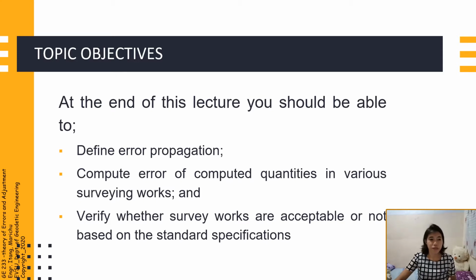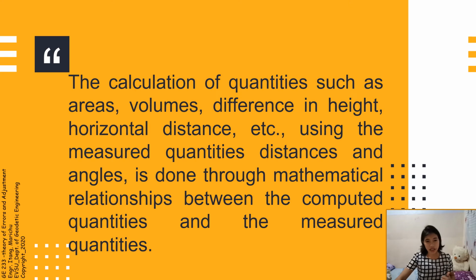Okay? So let's start. The calculation of quantities such as our areas, volumes, differences in height upon leveling, horizontal distances, angle measurements, and so on. Using the measured quantities, distance and angle, that we get, right? Usually, when we survey, what we obtain is distance, angle, and elevation. These are the raw data we obtained in the field.